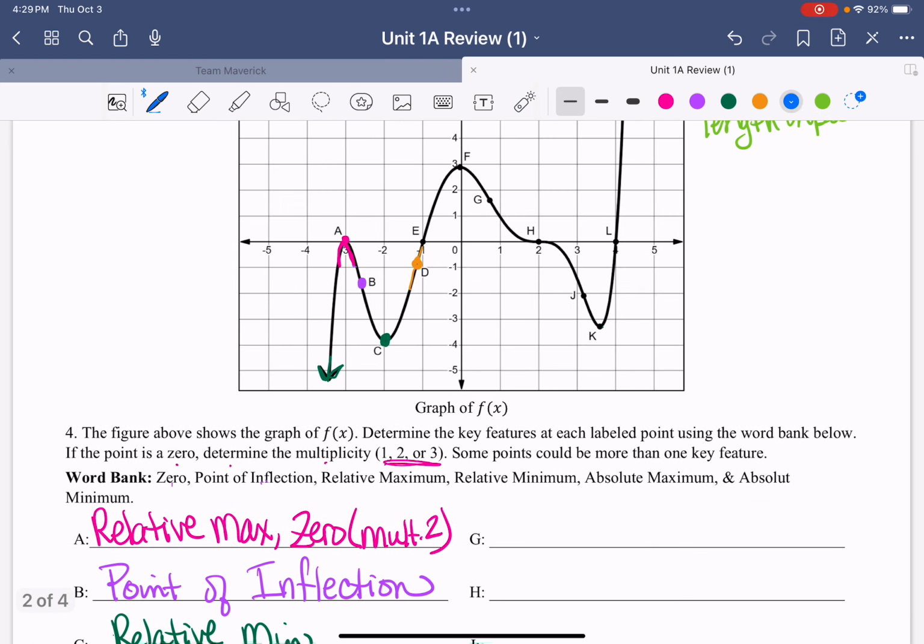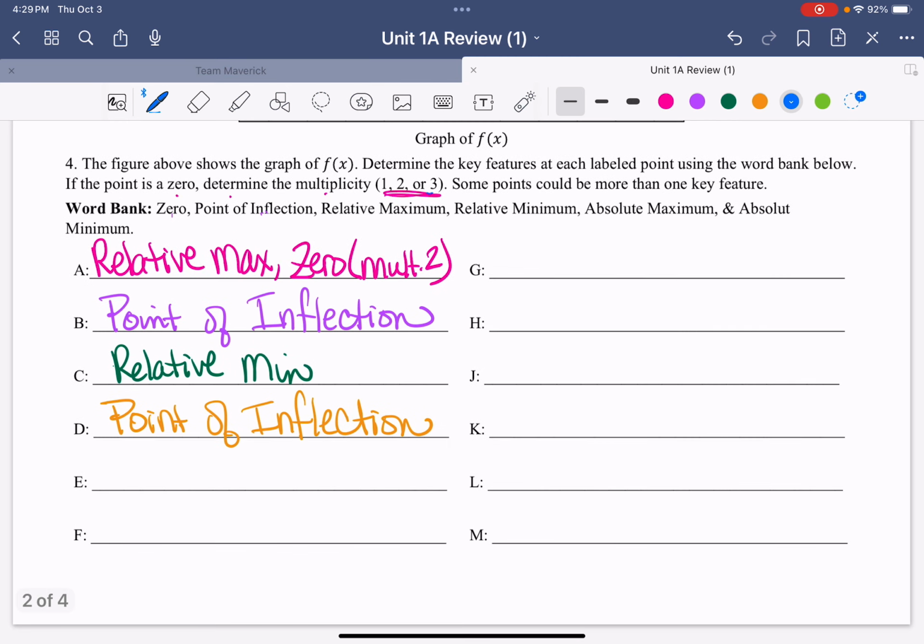All right, so then we have E. E is a zero. It's not a max or min or anything else. It's just a zero. But remember, we have to look at multiplicity here. And this is just a boring old pass through the axis. So it's just a zero, which we really don't label multiplicity of 1, but I think this kind of says 2. So we'll put multiplicity 1 there.